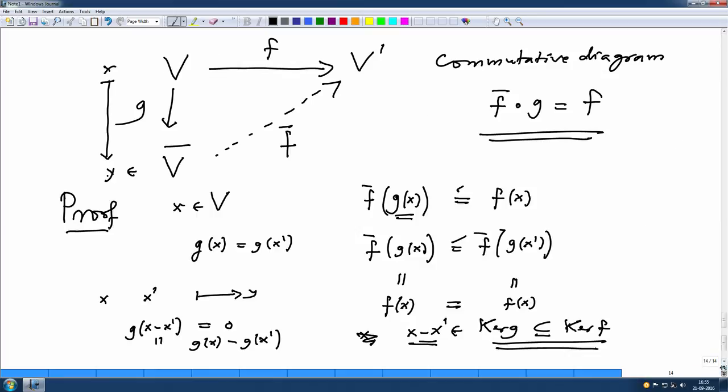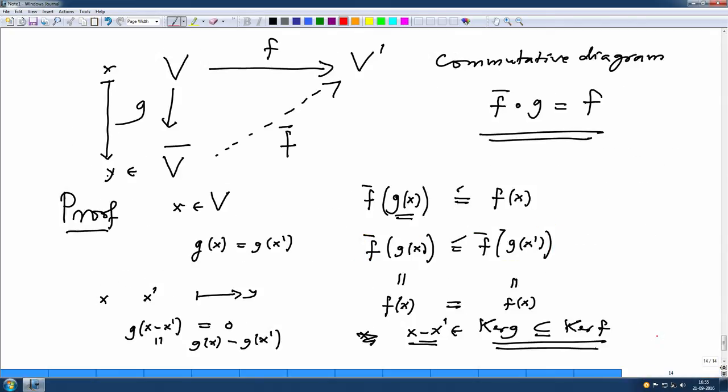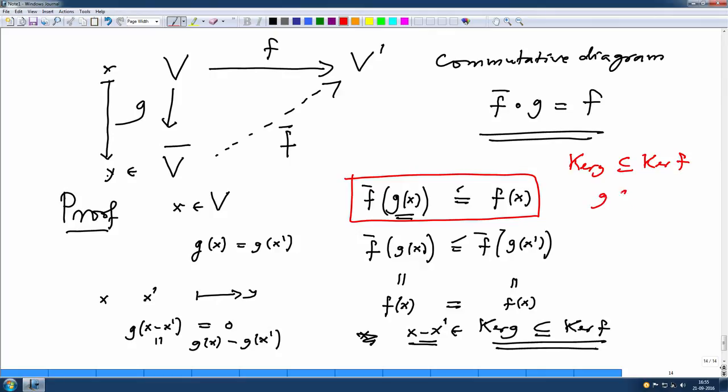So, this condition, I will just color it here. This condition makes sure that the map we defined by this formula is well defined. It is defined because g is surjective, and well defined because kernel g is contained in kernel f. Surjectivity defines this, and this condition checks it is well defined, it does not depend on the x we choose. Okay, so that proves this.